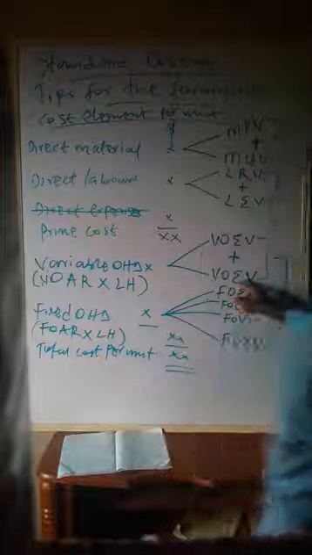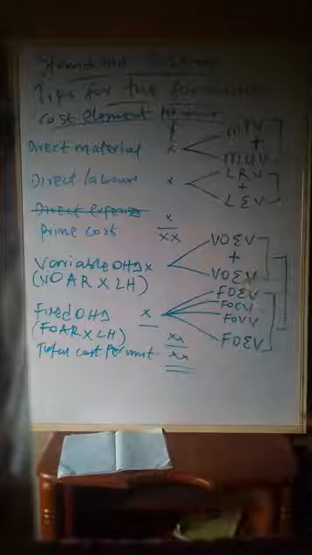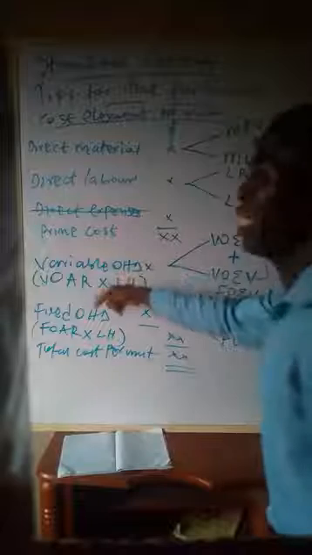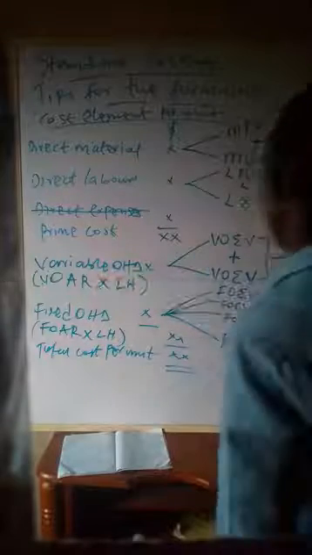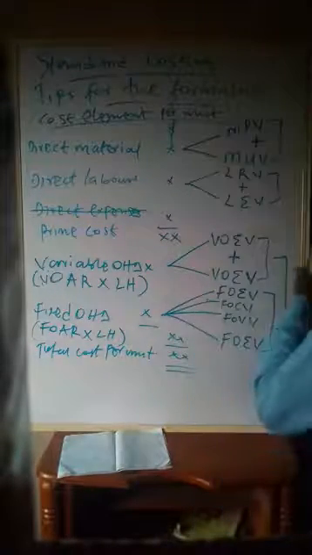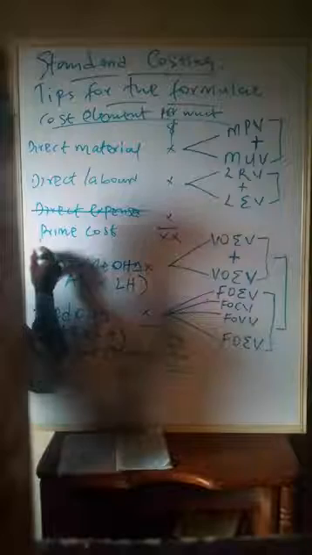Then variable overhead efficiency variance, the hours also. That is why you must divide by the basis. So you add it together, it gives you total variable overhead cost variance. Not total overhead though. This is what?